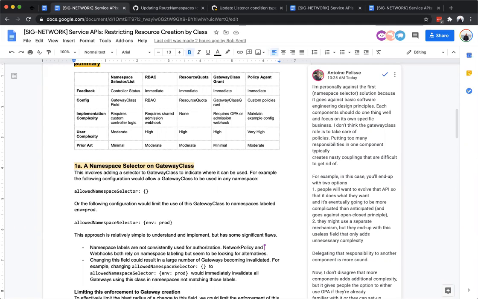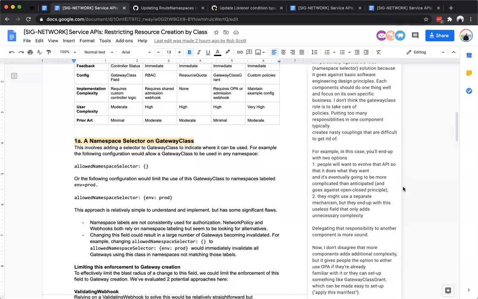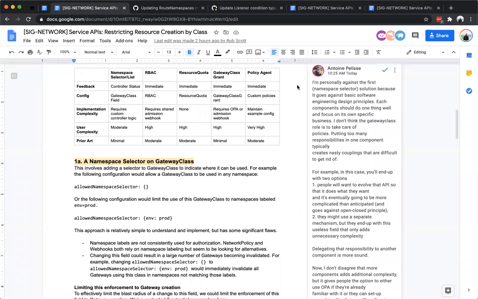So his suggestion is to find some other component wherever possible and delegate that responsibility there. He mentions OPA and a policy agent type approach, and a number of other potential options, like gateway class grant, whatever it happens to be. So that's some great feedback from Antoine, just on these different options as a whole.